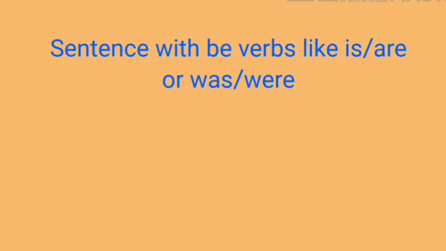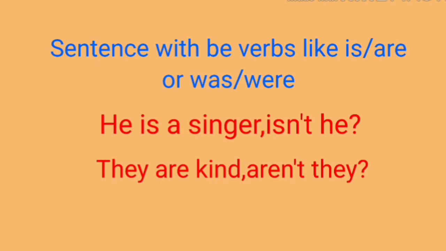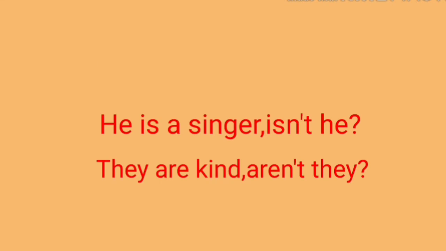It's time for the sentences with be verbs like is, are, or was, were. Let's say the first sentence is "He's a singer," right? So "is" is the be verb, so you have to make the question tag with "isn't he," right? He's a singer, isn't he?